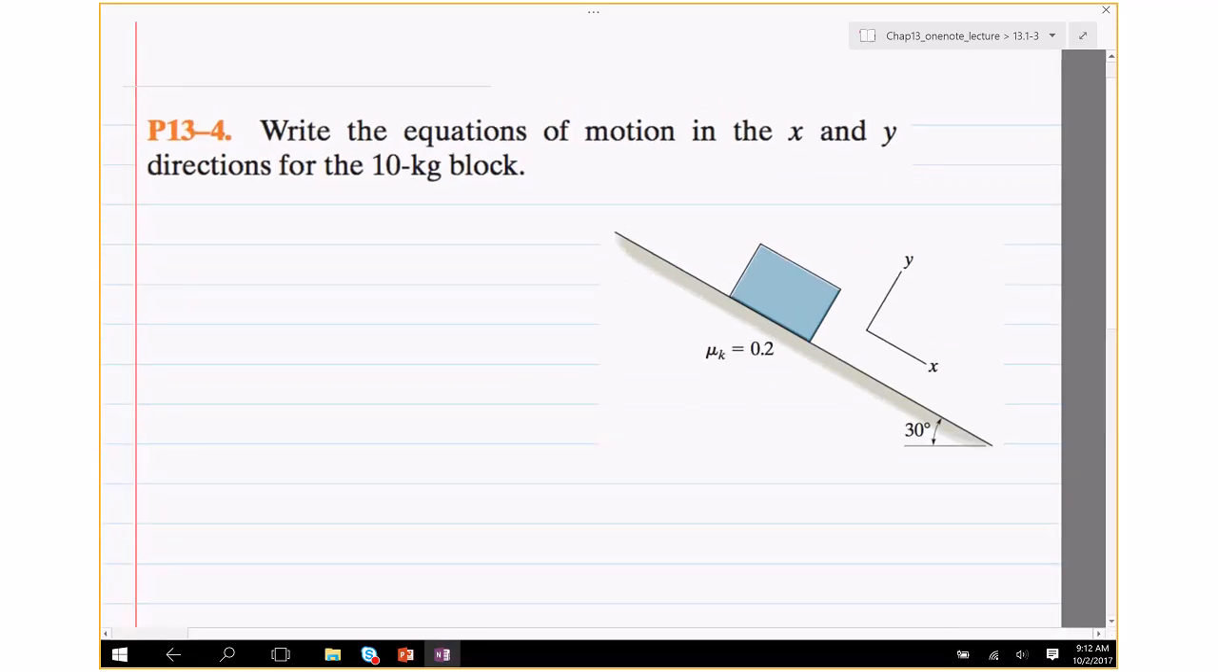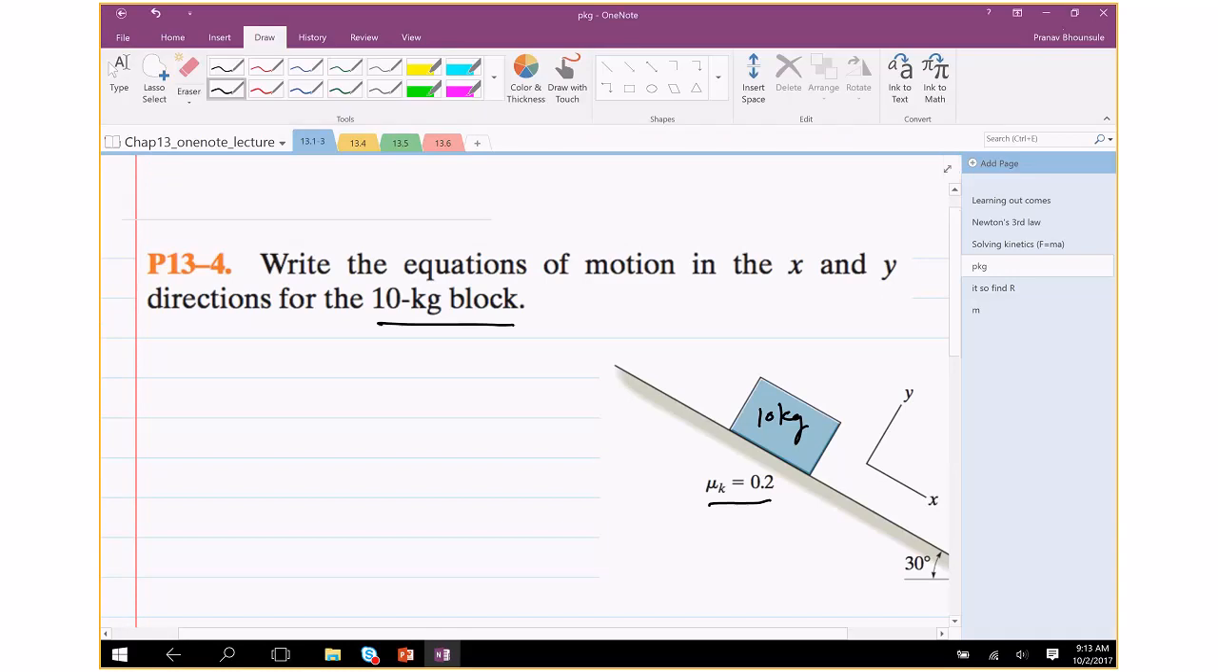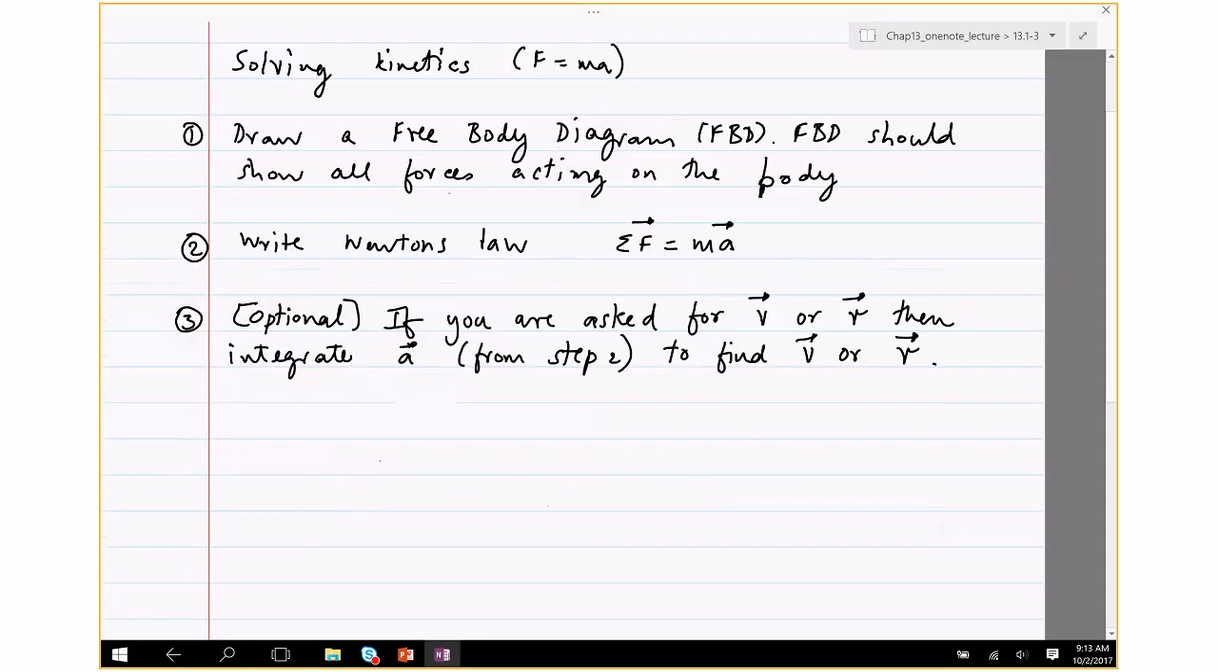Okay, so this is a 10 kg block, and if a 10 kg block is placed on an inclined surface, it's going to slide down, provided the friction force is small enough. So the friction coefficient is given to be 0.2. You're going to write the equations of motion in the x and y direction. If you're told to write the equations of motion, if you go back to the 3 steps which I indicated earlier on, you just have to do step 1 and step 2, because step 2 is F equals ma. That's the equations of motion.